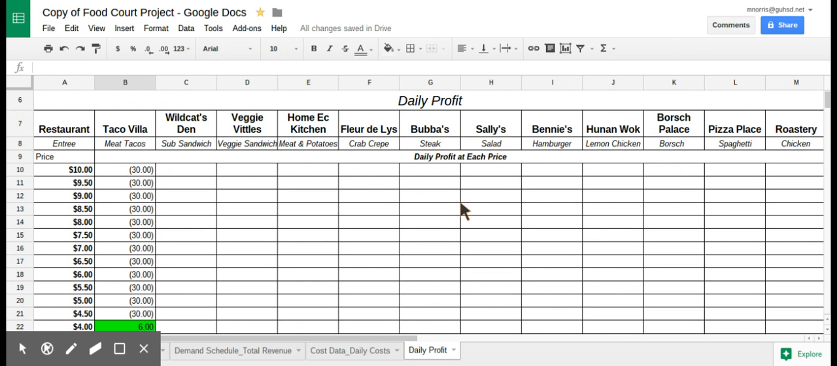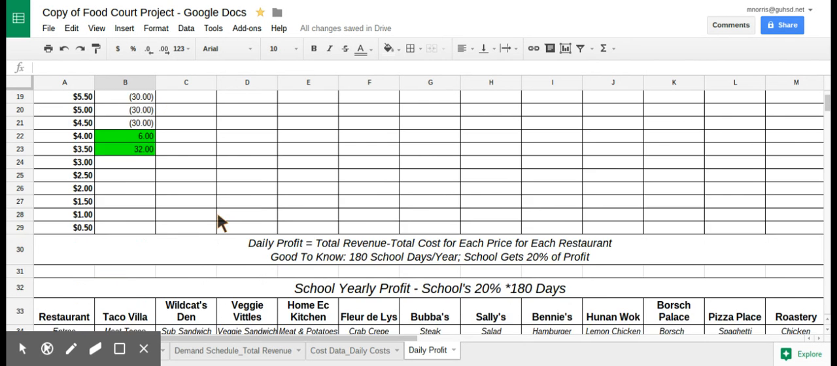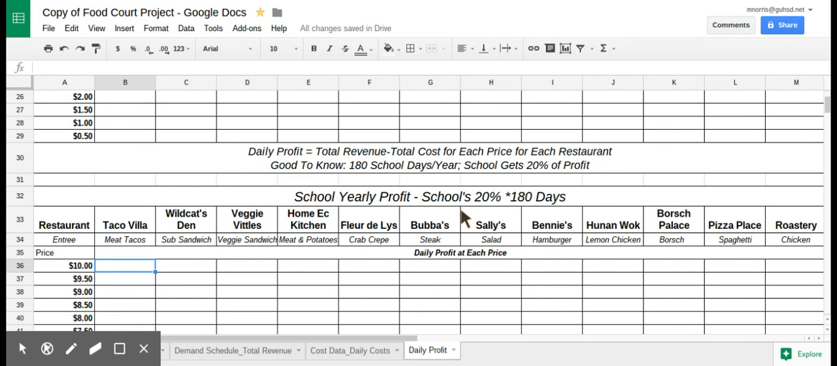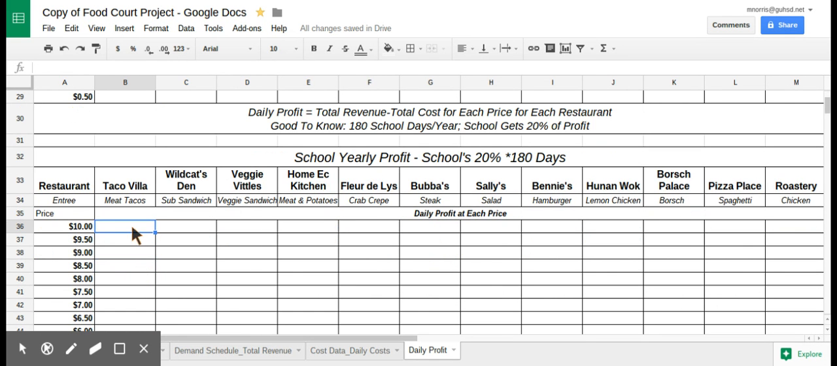So if you have the daily profit, this chart should be entirely done. I just did a very little bit to get you started, but I want you to do the rest. Do that first. And now what we're going to do is go on down here and figure out what the school will get every year from the profit of that restaurant. So here's how you're going to set it up.